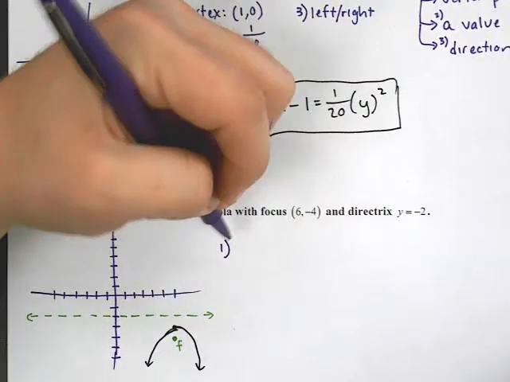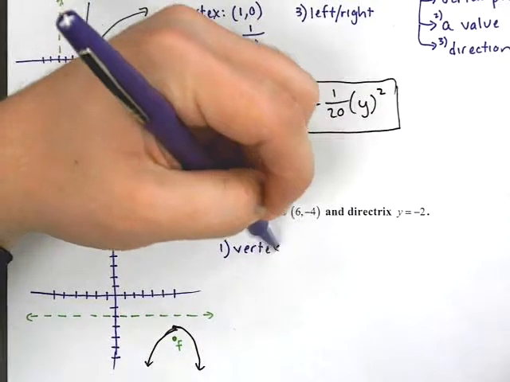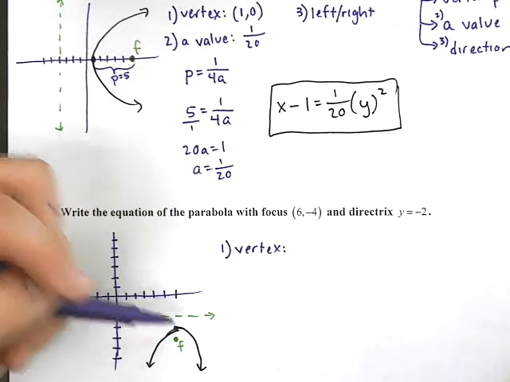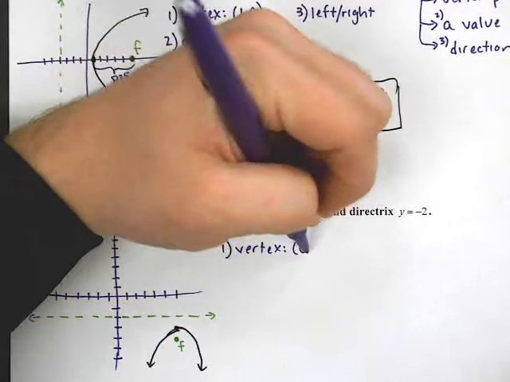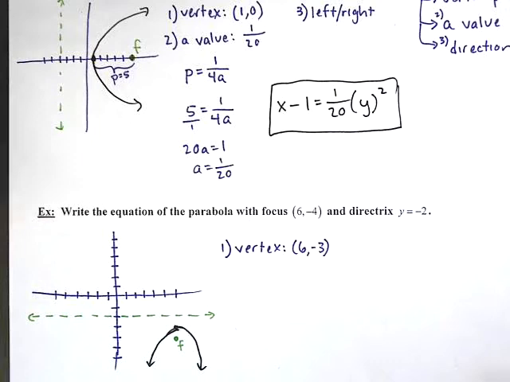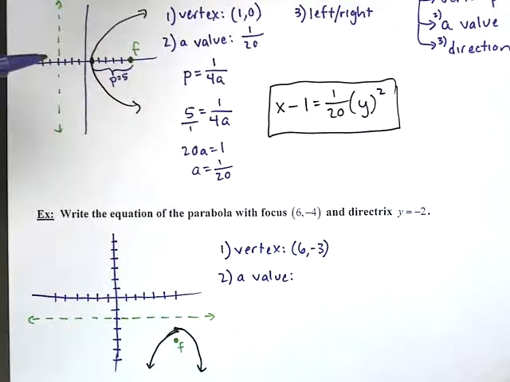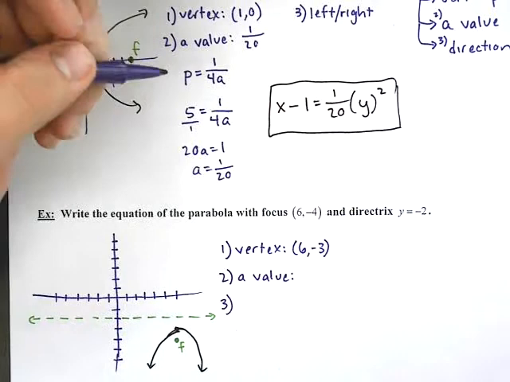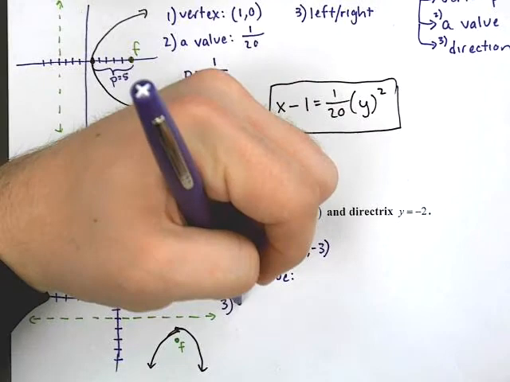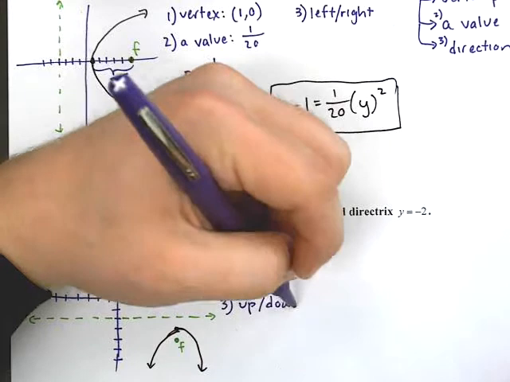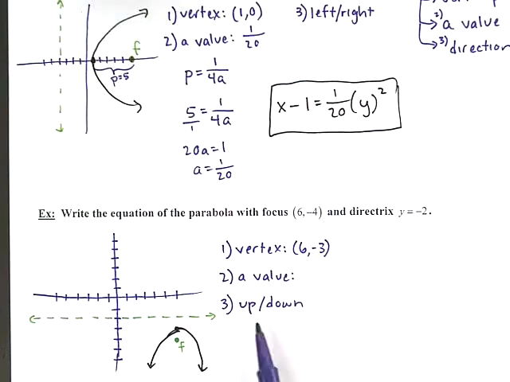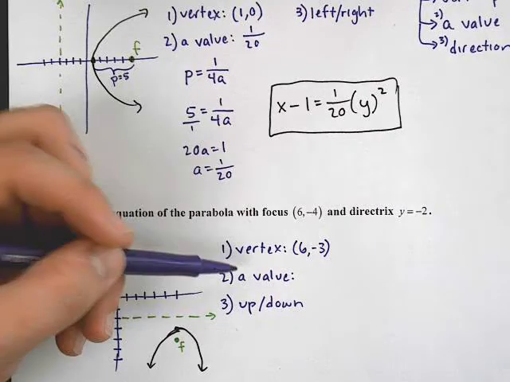All right, so my vertex here, I've got it. It was this point right here, right? So 6, negative 3. A value, not quite sure yet. We can get that in a second. And then 3, I know that this is up and down. All right, why do I need that? Well, because that's going to dictate whether I'm using x minus h on the left side or y minus k on the left side. So let's make sure we get that a value.